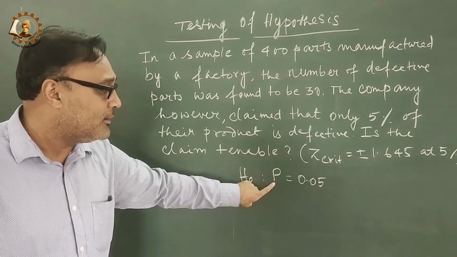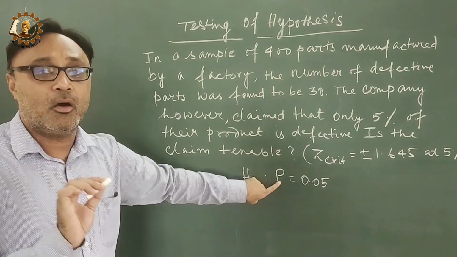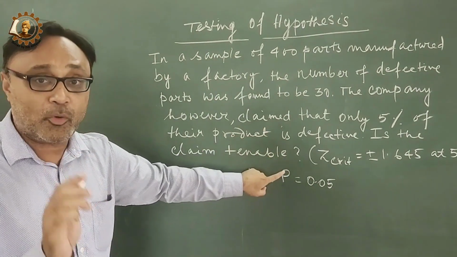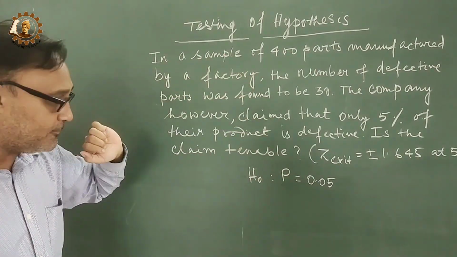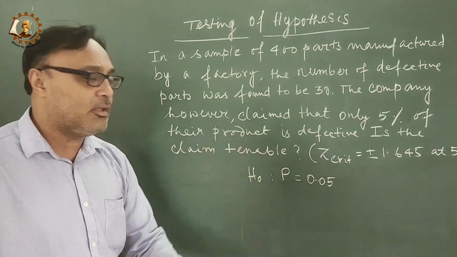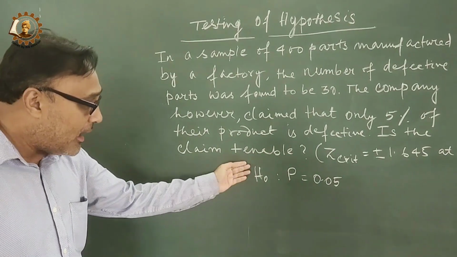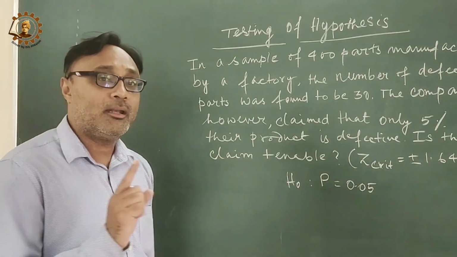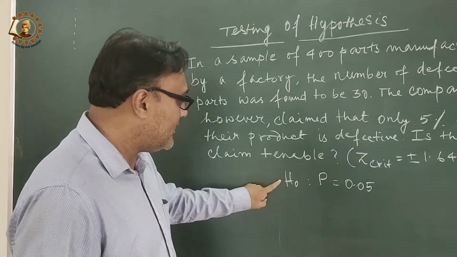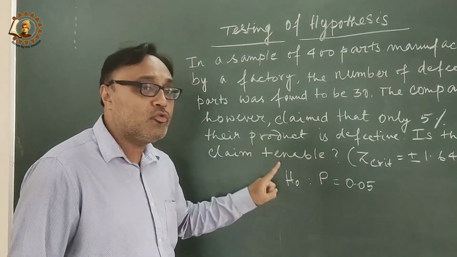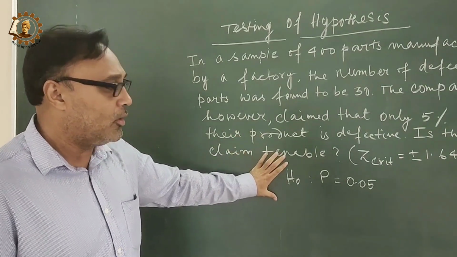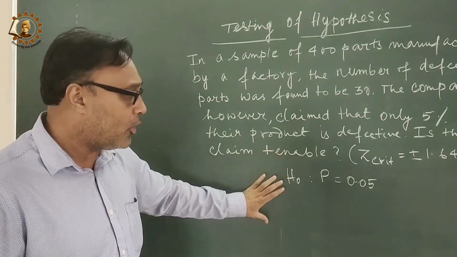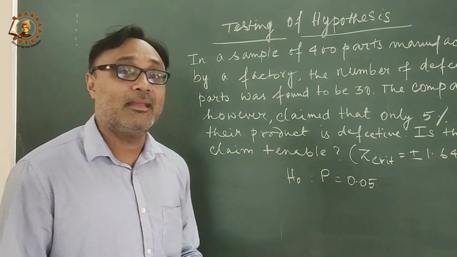What is the proportion? That is the defective proportion of the sample. That is the defective proportion of the product which is being manufactured from here. So H0: P is equal to 0.05. Now there is another hypothesis which is called the alternate hypothesis, and that alternate hypothesis has to be mutually exclusive with the null hypothesis. That is, whatever null hypothesis we are assuming, our alternate hypothesis must contradict that.